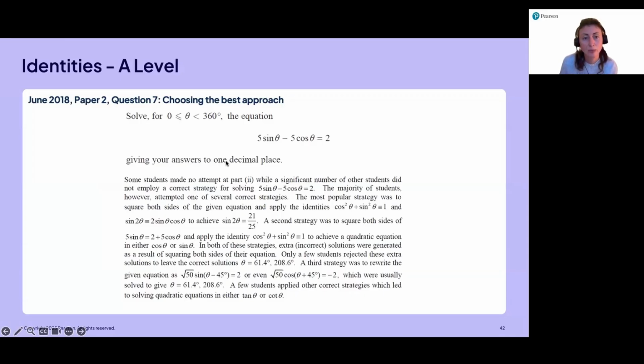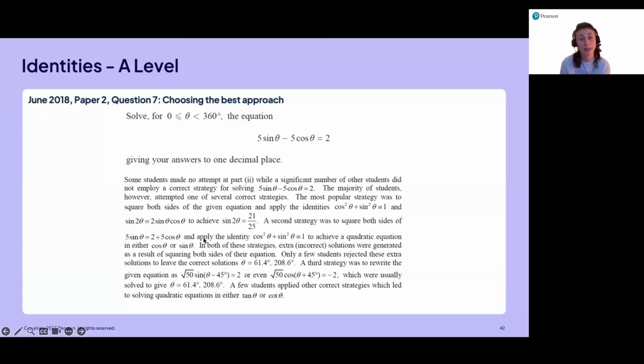A second strategy was to square both sides and apply the identity sine squared plus cos squared equals 1. In both of these strategies, extra incorrect solutions were generated as a result of squaring both sides. So if you are going to let your students square both sides, there's no problem with that, but they have to check their answers at the end.